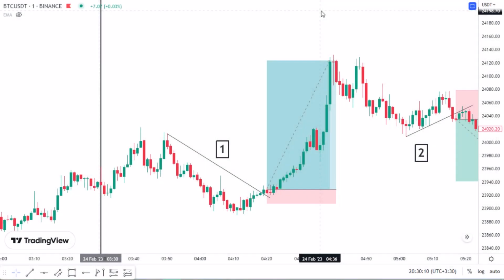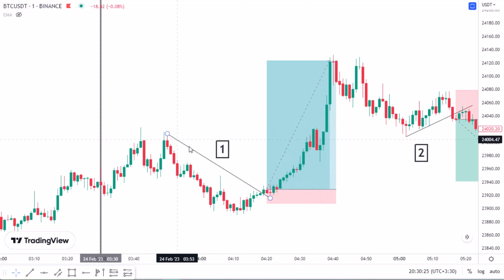Here we are on the Bitcoin chart, 1 minute time frame, 24th of February 2023, and we're going to see 22 profitable positions based on price action on just one day. So let's get started. As we can see, here we are on the first trade.